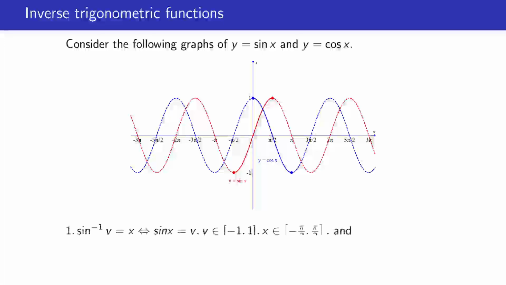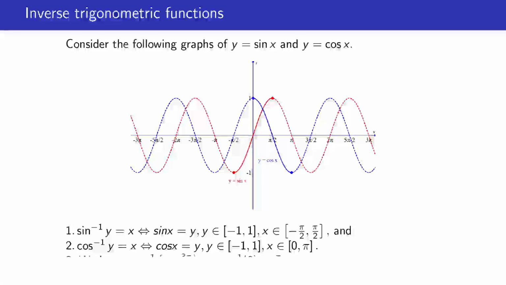We can define the sine inverse of y to be x if and only if sin x = y, where y belongs to the interval −1 to 1 and x belongs to the interval −π/2 to π/2. Similarly, we can define cos inverse y to be x if and only if cos x = y, where y belongs to the interval −1 to 1, and x belongs to the interval 0 to π.